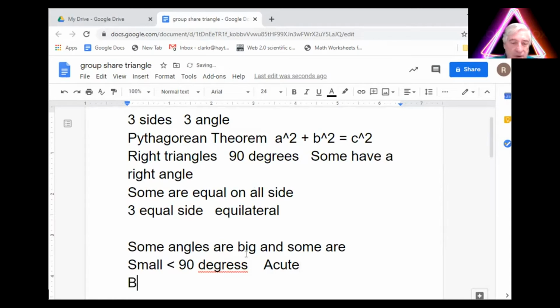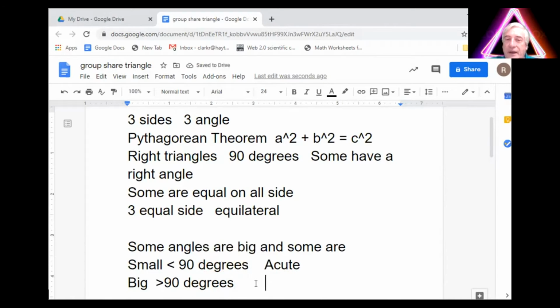And then we have some bigger angles. Bigger angles are going to be bigger than 90 degrees. I can't spell degrees, apparently. You see what the red is? The red means I misspelled something. Go back up and fix that. Oh, 2 E's in degree, thank you.